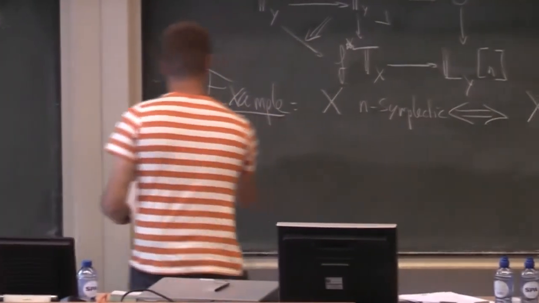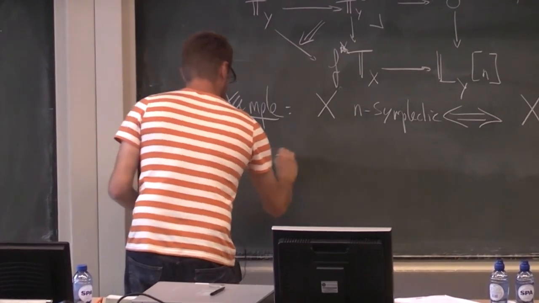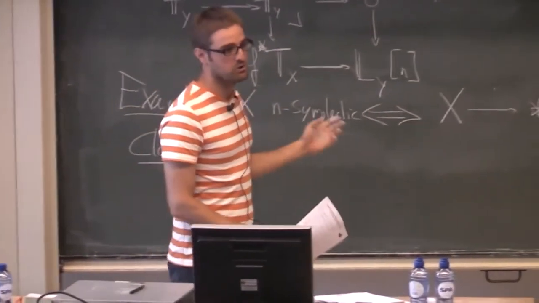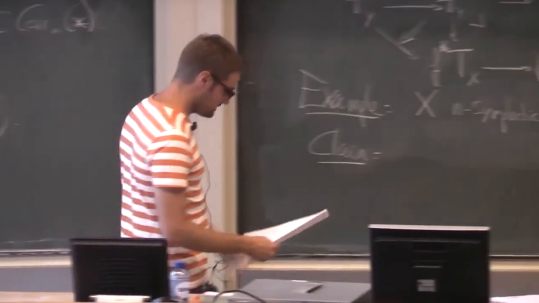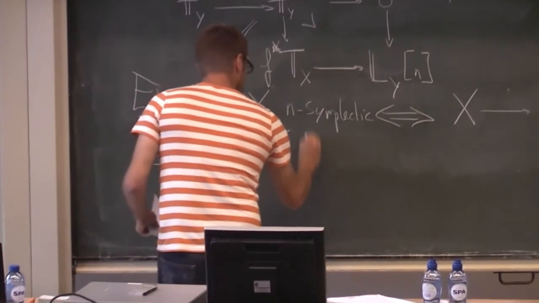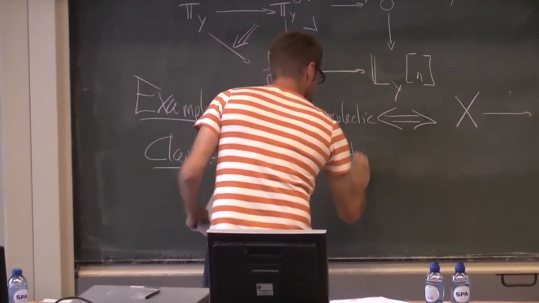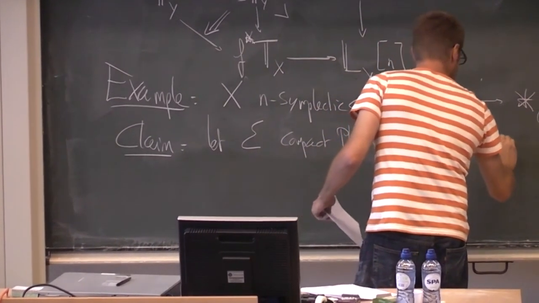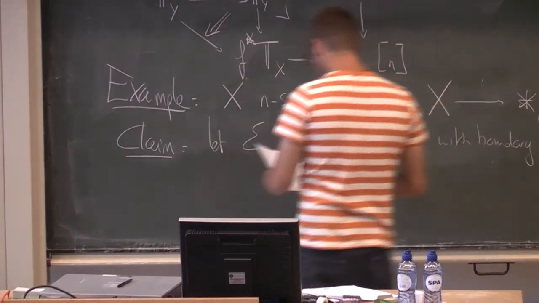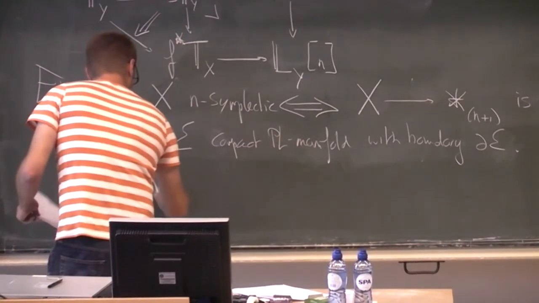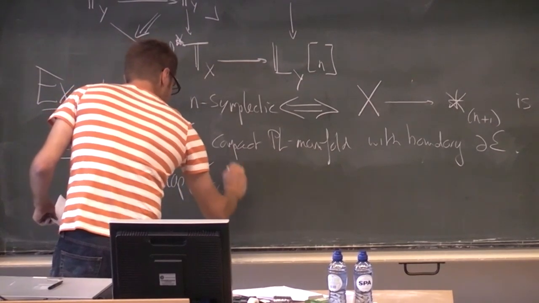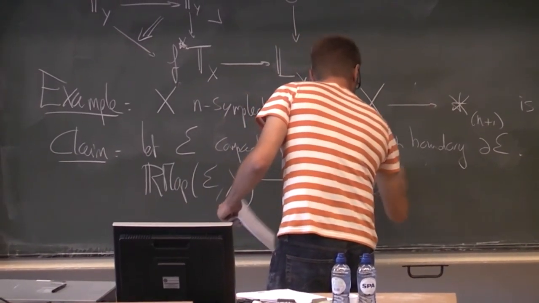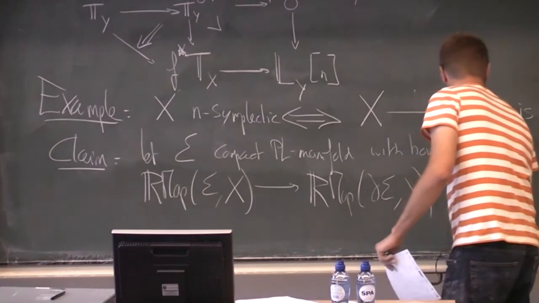Okay, so now a very important claim, which I think David in his talk talked about. He said it very quickly. So let sigma be a compact PL manifold with boundary d sigma. Then the restriction map from the mapping space from sigma to X to the mapping space from the boundary of sigma to X is Lagrangian.